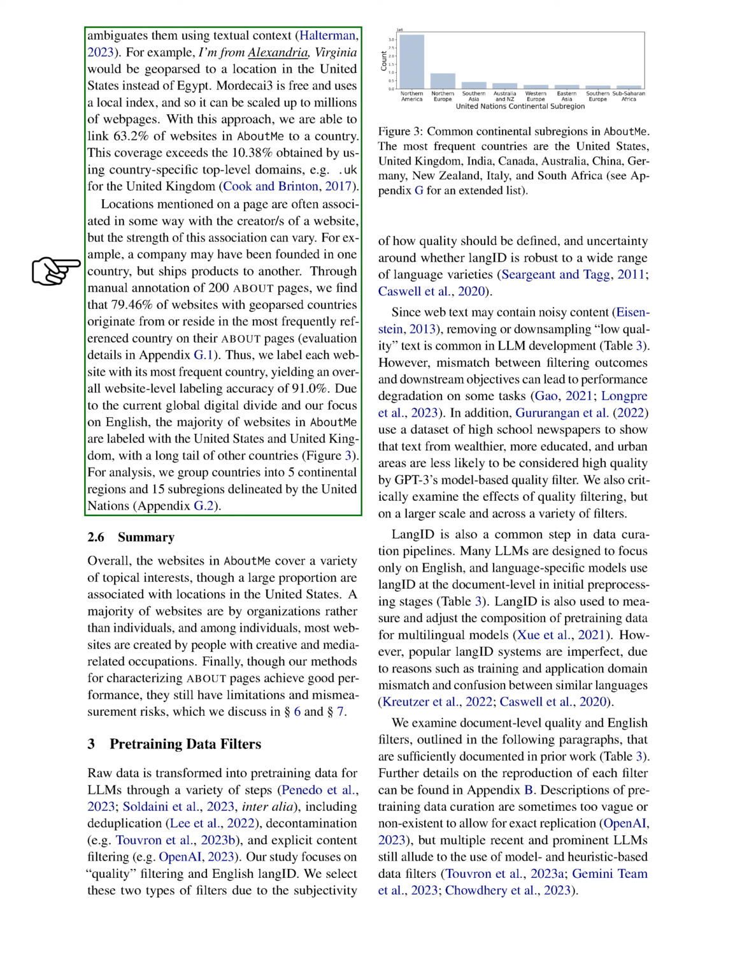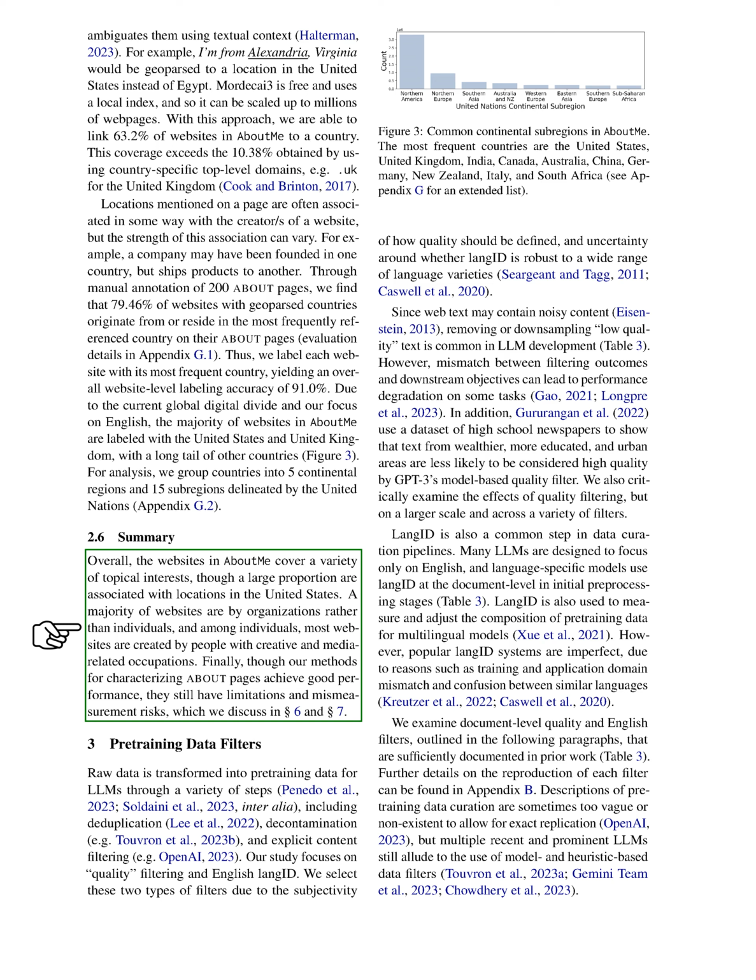Section 2.6 Summary. To summarize, the About Me websites cover a wide range of topics, with a significant number linked to locations in the United States. Most of these websites are created by organizations rather than individuals, and among the individual creators, many are involved in creative and media-related professions. However, our methods for analyzing these pages, while effective, do have some limitations and potential for error, which we will discuss later.